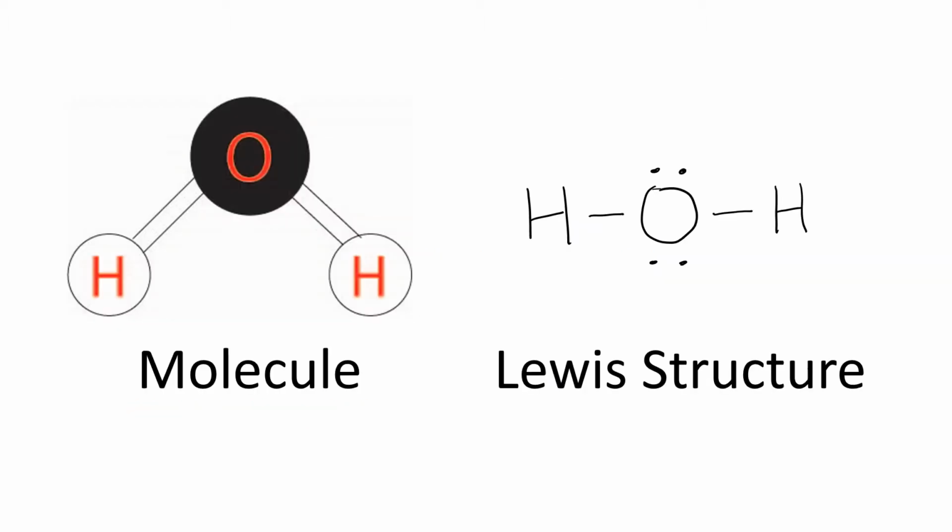Lewis structures are 2-dimensional diagrams of molecules. And remember, molecules are particles that are made up of atoms held together by covalent bonds. And molecules have 3-dimensional structure. But the Lewis structures are only 2-dimensional, so they're only showing how the atoms are connected and where the electrons are. And notice bonds show shared electrons, and unshared electrons are represented as lone pairs.